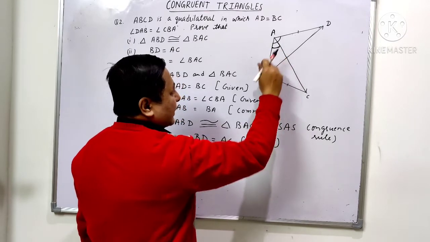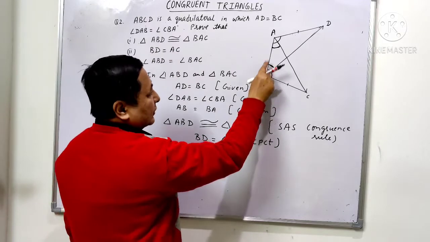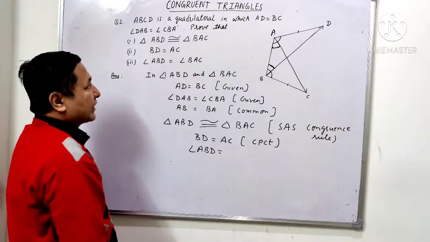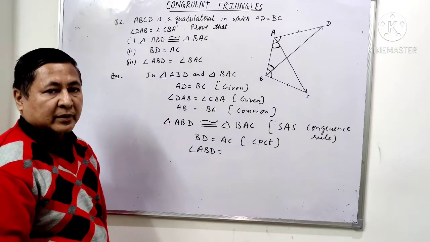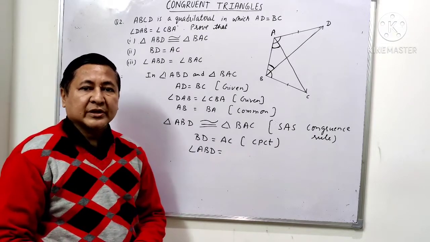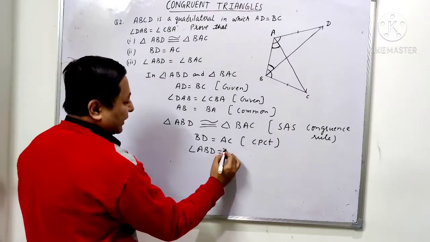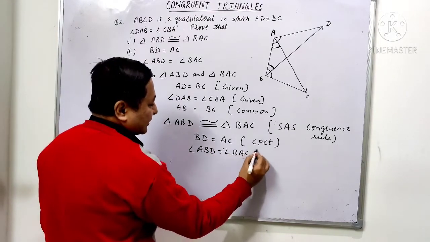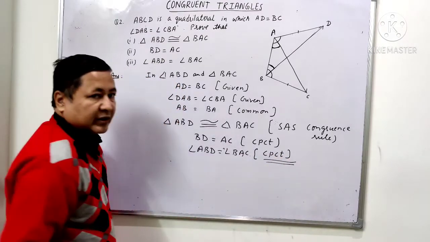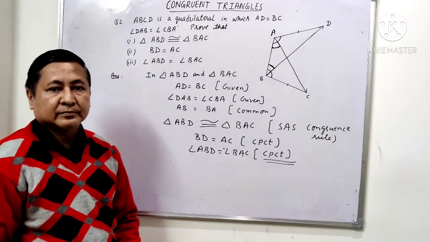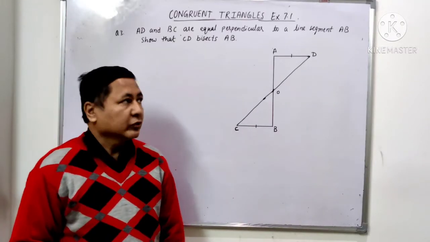So angle ABD in triangle ABD and angle BAC in triangle BAC will both be equal because they are corresponding parts. And we know that if triangles are congruent, their corresponding parts are equal. So angle ABD will be equal to angle BAC, again due to corresponding parts of congruent triangles being equal. Now let us solve question number 3 of exercise 7.1.